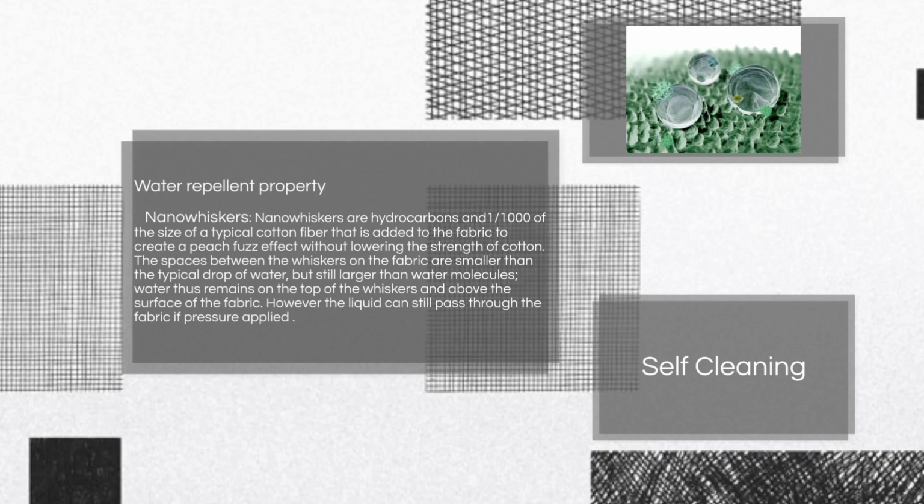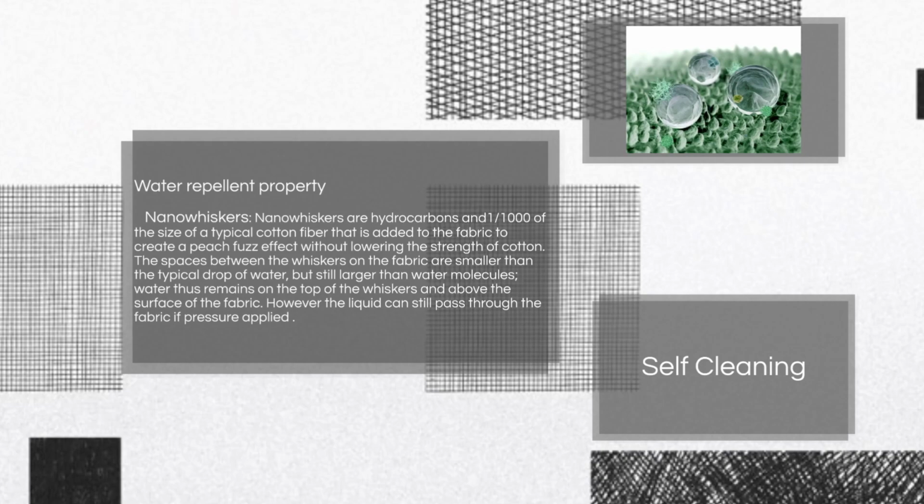The first one is nanowhiskers. Nanowhiskers are hydrocarbons and 1 in 1,000 of the size of a typical cotton fiber that is added to the fabric to create a peach fuzz effect without lowering the strength of cotton.